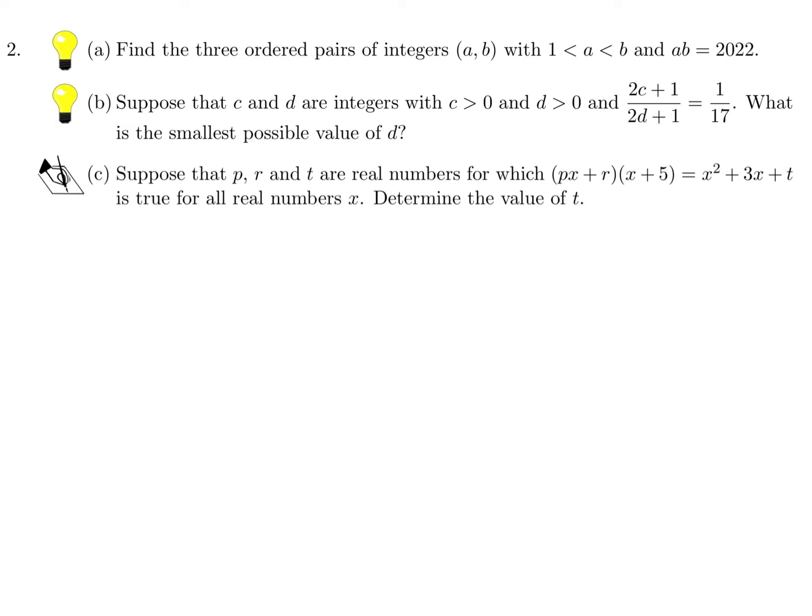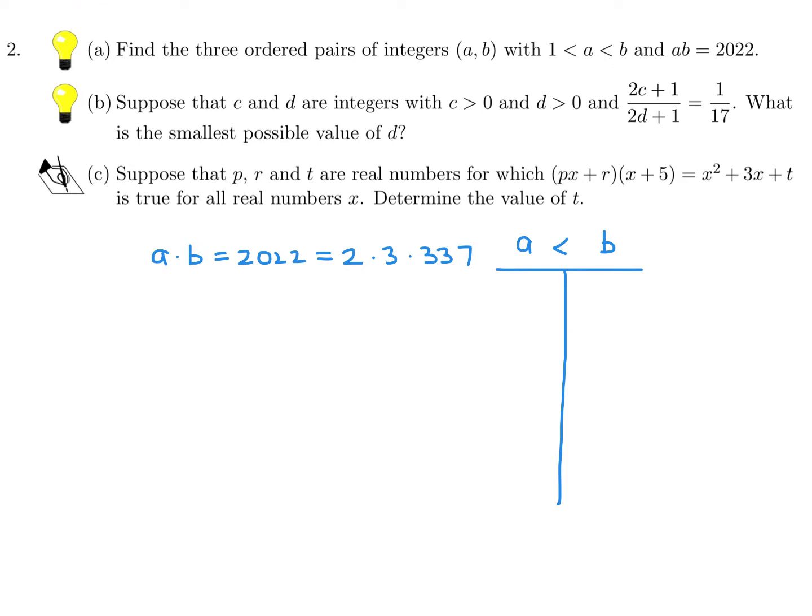Question number 2. Find the 3 ordered pairs (A, B) for which B is greater than A is greater than 1 and AB is equal to 2022. Okay, so let's make a table here. We've got A, we have B, and B is greater than A. And let's see what kind of choices we get. Well, first of all, the product A times B has got to equal 2022. And what is 2022 in terms of its prime factors? I believe it is 2 times 3 times 337. Right? Okay, so we can make some combinations.